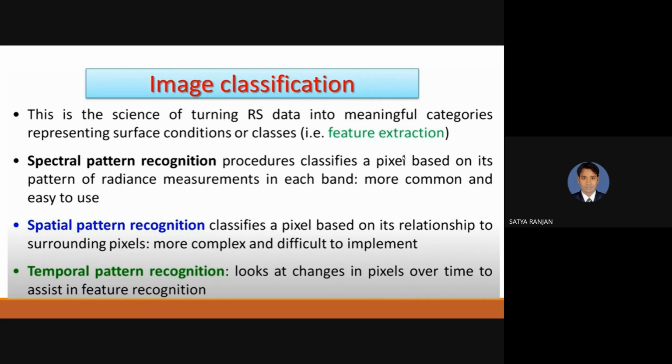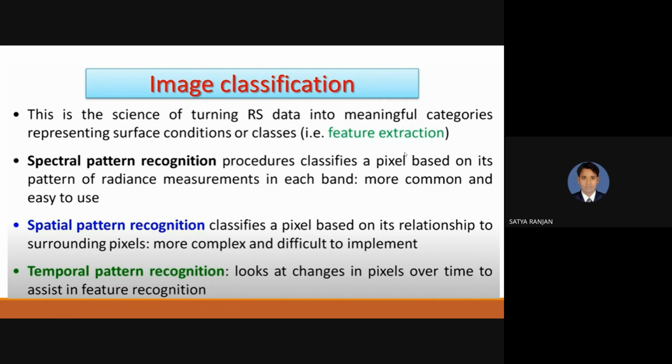This is the science of turning remote sensing data into meaningful categories representing surface conditions and classes and spectral patterns. There are three categories used for the categorization of these satellite images. First is spectral pattern recognition, which classifies a pixel based on its pattern of radiance measurement. Then spatial pattern recognition, that is, classifying a pixel based on its relationship to surrounding pixels. Then temporal pattern, looking at changes in pixels over time.